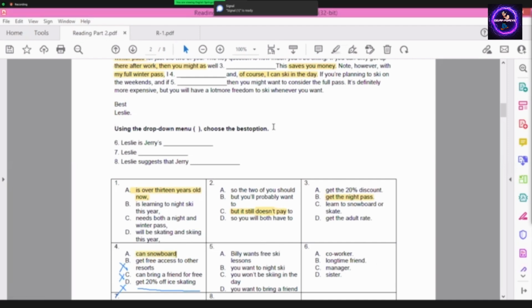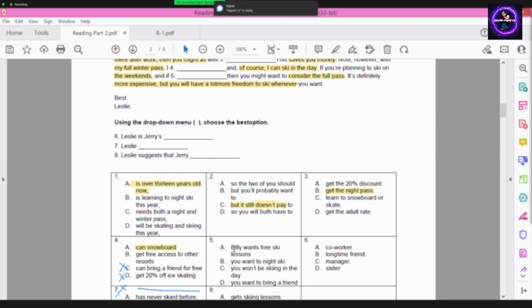This is the one. If you're planning to ski on the weekends and if dash, then you might want to consider the full pass. It's definitely more expensive, but you will have a lot more freedom to ski whenever you want.